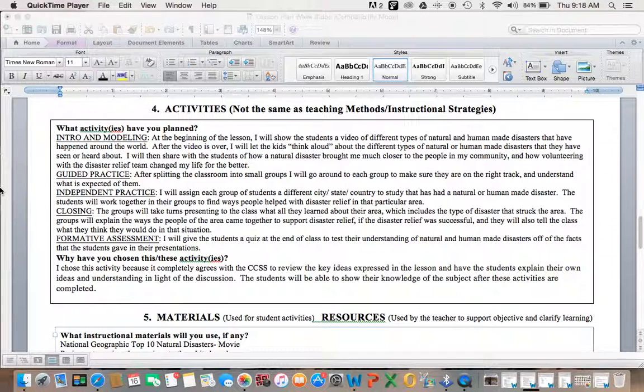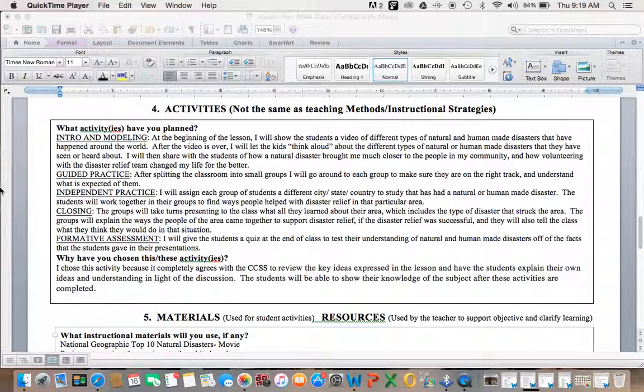Closing. The groups will take turns presenting to the class what all they learned about their area, which includes the type of disaster that struck the area. The groups will explain the ways the people in the area came together to support disaster relief, if the disaster relief was successful, and they will also tell the class what they think they would do in that situation.